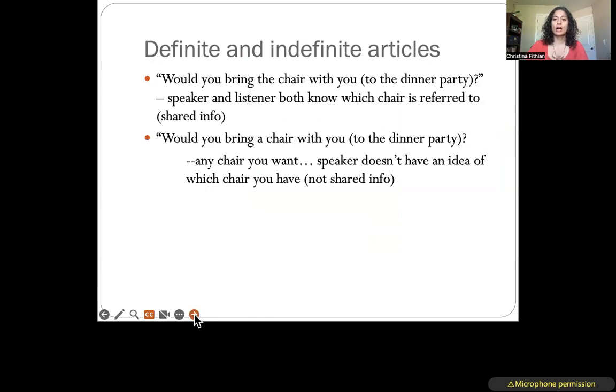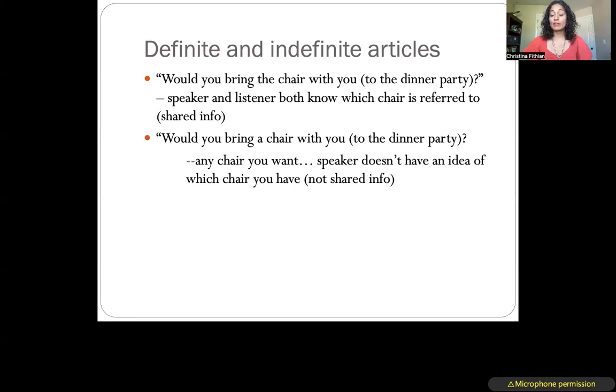Now, let's say you're inviting a friend over to a dinner party that you're having at your house. And you say, would you bring the chair with you to the dinner party? Now, if I use the chair, this indicates that both I, as the speaker, and the listener, who I'm talking to, both know which chair is being referred to. In other words, there's one specific chair, both I and the listener know it, and that's the one I'm referring to.